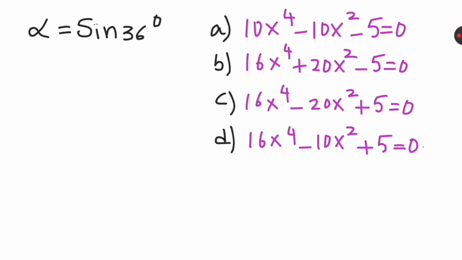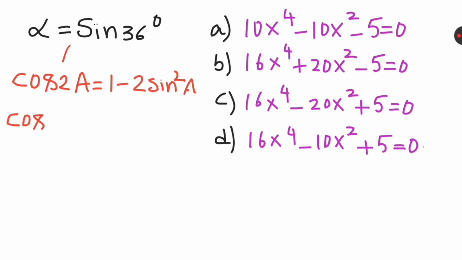If alpha equal to sine 36 degrees is a root of which of the following equations? So this question was asked in 2022. Let's see how to solve it. Whenever they give alpha in terms of a sine angle, we need to recall the relation formula of sine and cos. So what we know is cos 2A equal to 1 minus 2 sine square A.